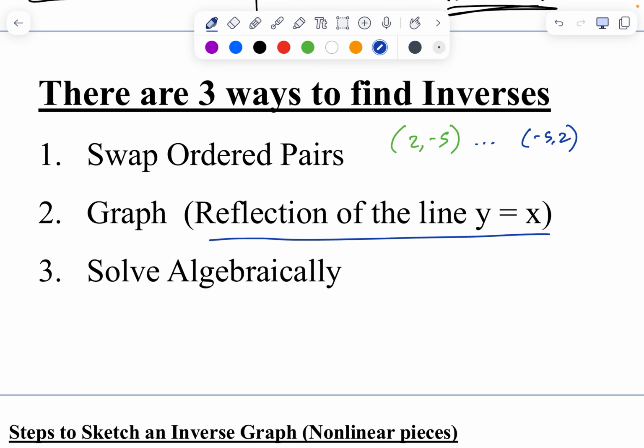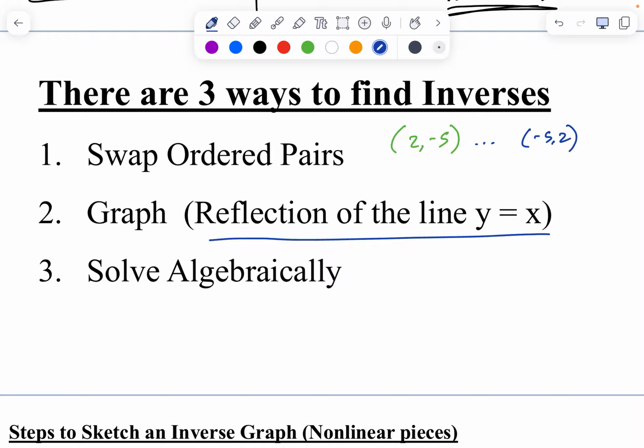Then the next thing is literally we're going to switch all x's and y's. So anywhere that I see a y, I write an x. Anywhere that I see an x, I write a y. So does everybody understand that move that we just made? This just became x equals negative 4y minus 9.